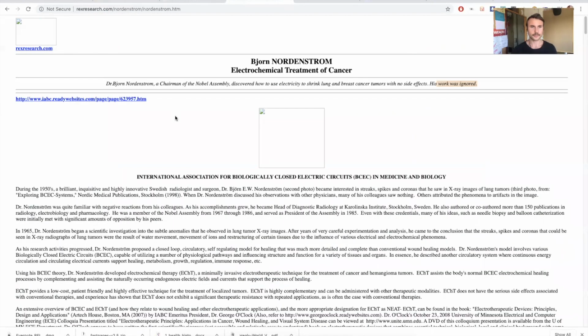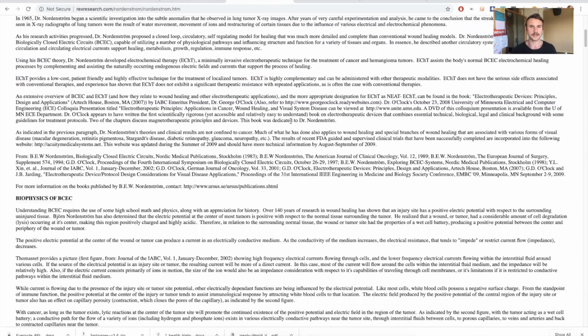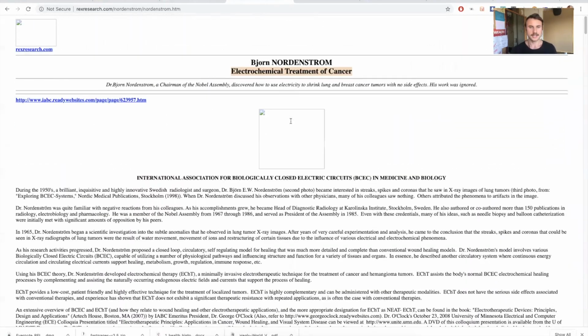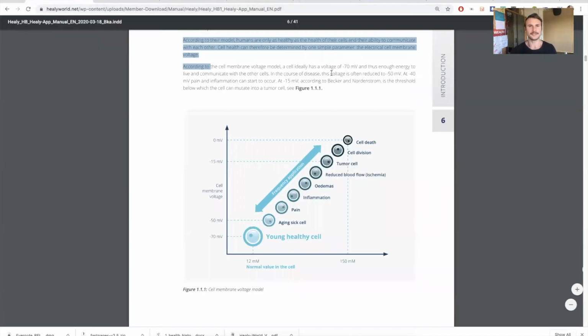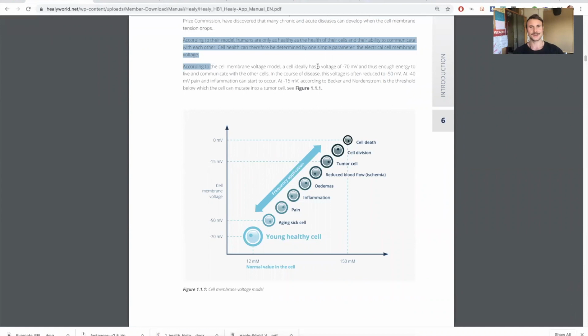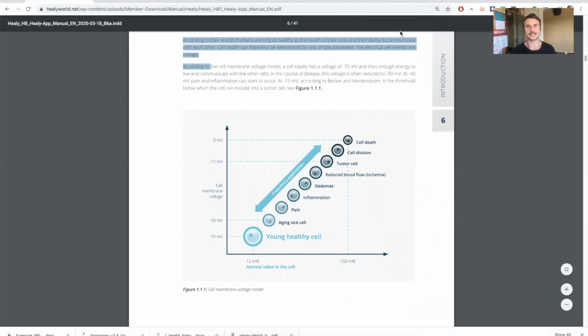Another guy, this is Dr. Oh gosh, I'm going to mess up his name. Nordstrom. He was the chairman of the Nobel Assembly. He discovered how to use electricity to shrink lung and breast cancer tumors with no side effects. His work was ignored. So, electrochemical treatment of cancer. This is an amazing read as well if you really want to study these guys. I'll put this in the show notes below, but really fundamental stuff. Why haven't we been taught this stuff? I just don't know.